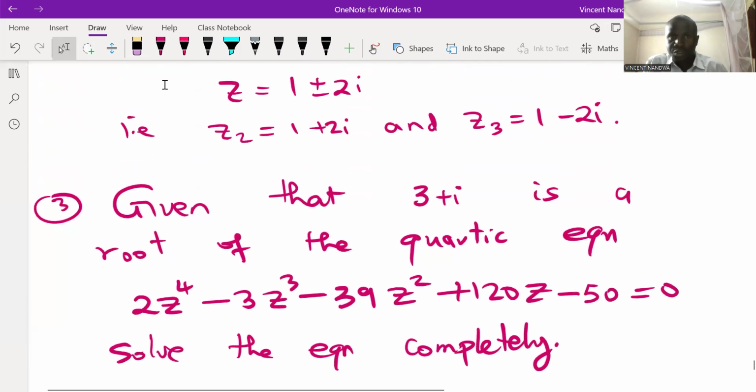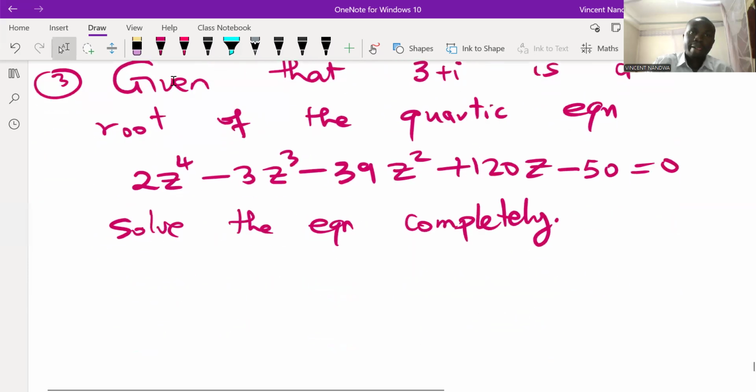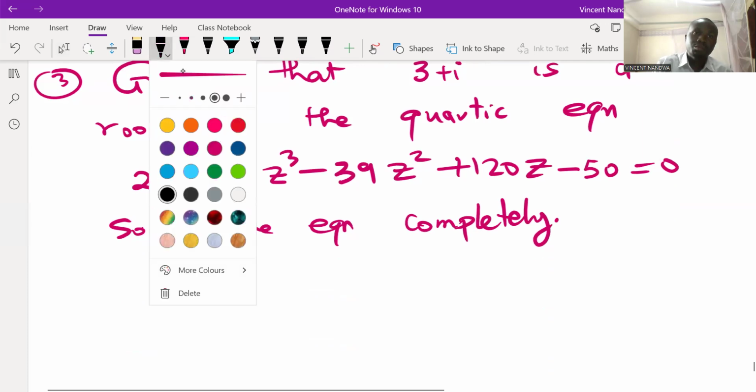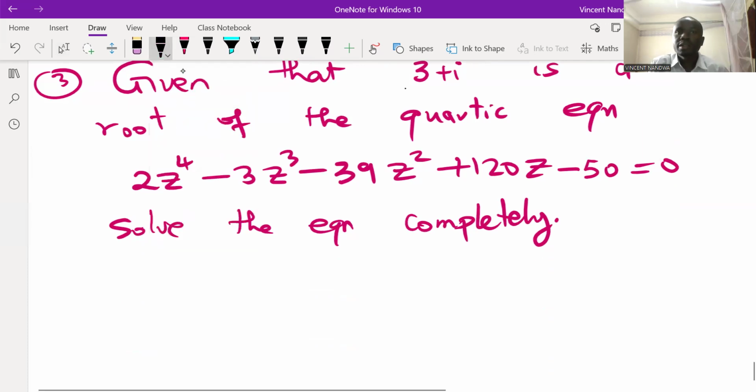So I've been given one of the roots of the quartic equation, 2z power 4 minus 3z cubed minus 39z squared plus 120z minus 50 equals 0. So we have to solve the equation completely. Recall that if one of the solutions of the polynomial equation is a complex number, then the conjugate of that complex number is also another root of the same equation.